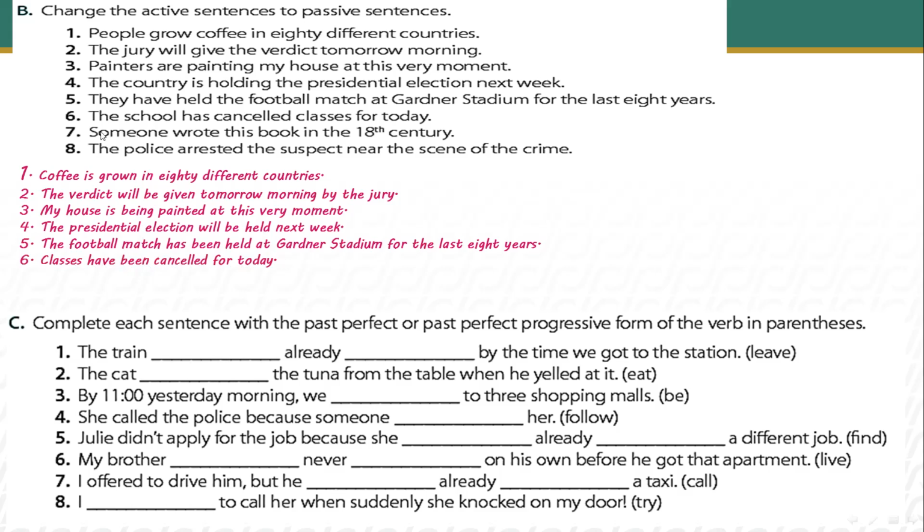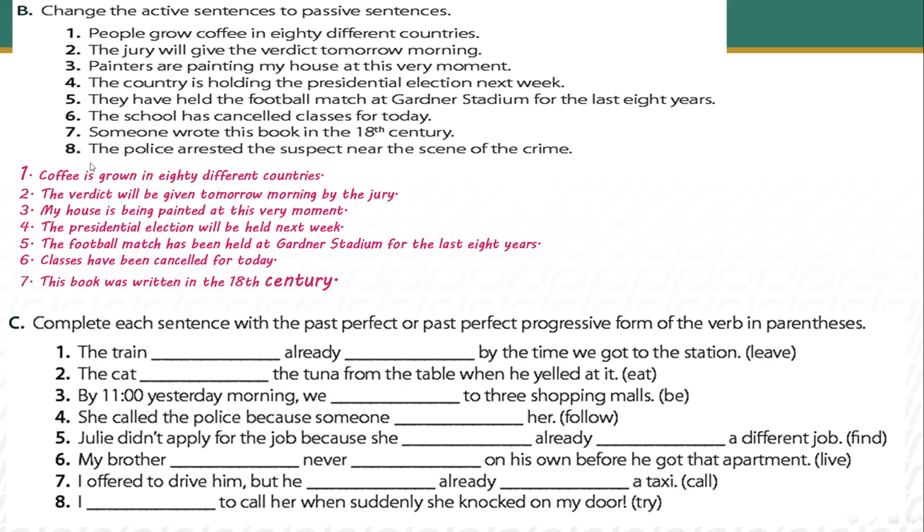Let's move to number 7. Someone wrote this book in the 18th century. It is a past tense, so the verb to be in the past tense will be was or were. For this book, we will use was. This book was written in the 18th century, with written as the past participle of write.